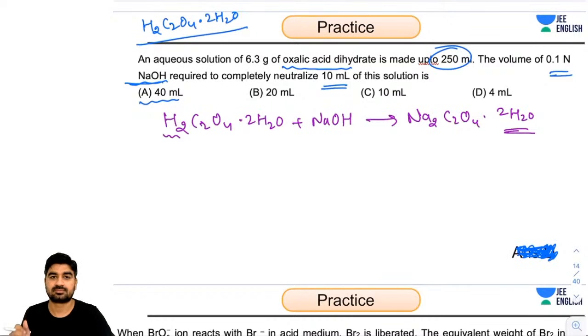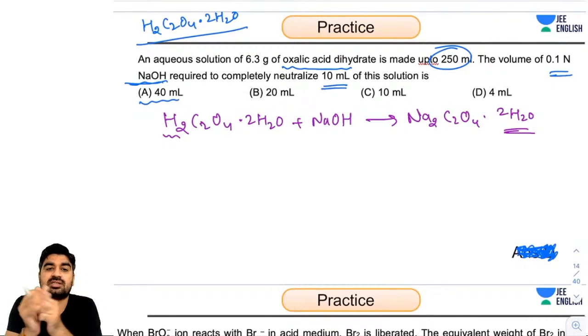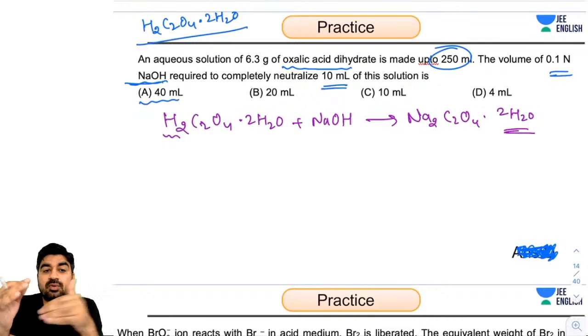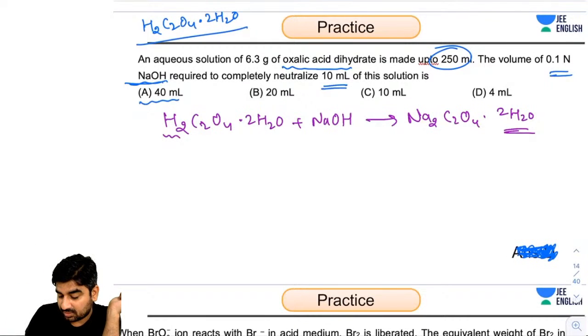Yes, guys. So in this case, we can calculate N factor because this is an acid-base reaction. This is not a redox reaction. In this reaction, there is no change in the oxidation state. So basically it is an acid-base reaction. And if it is an acid-base reaction, the calculation of N factor will follow the rule for acid and base. NaOH is a base, so N factor for this is 1 because there is one OH. Here two H are being replaced, so N factor for this will be 2.